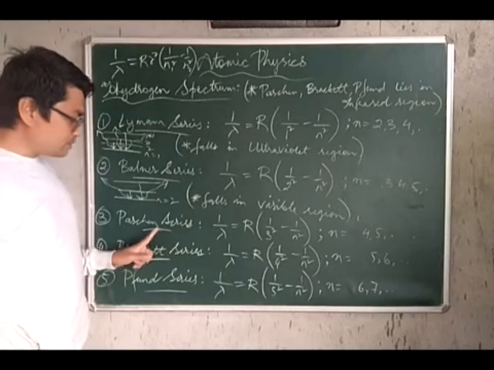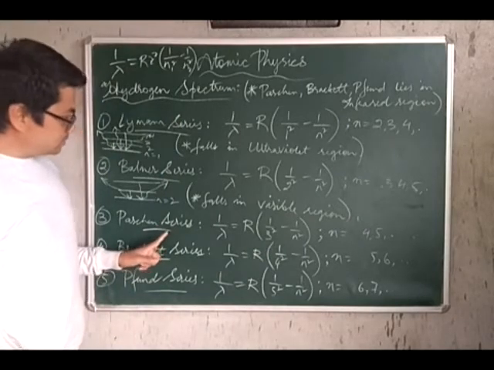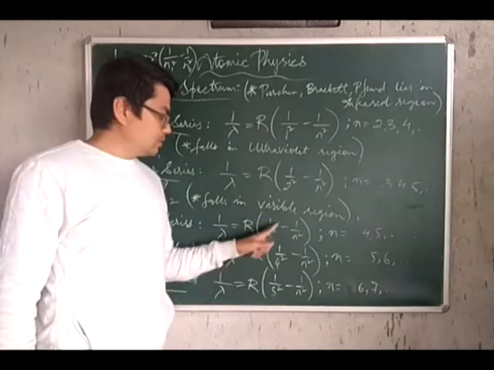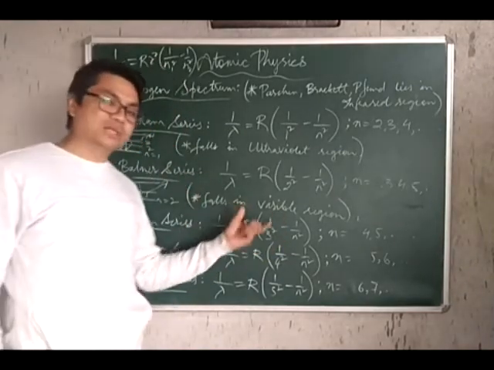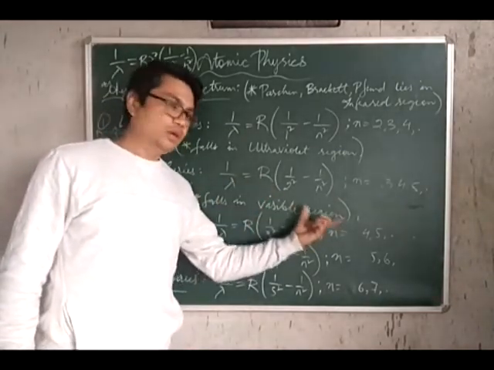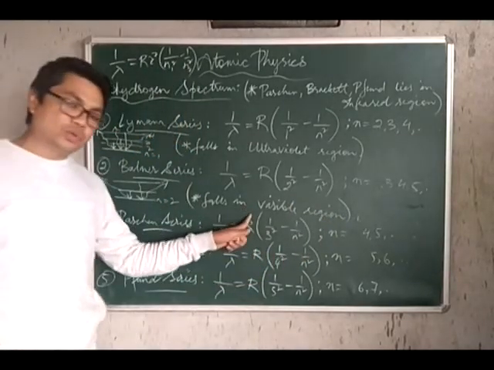Alright, now, whatever line spectrum we get in the Balmer series falls in the visible region. This can be seen, so to say.